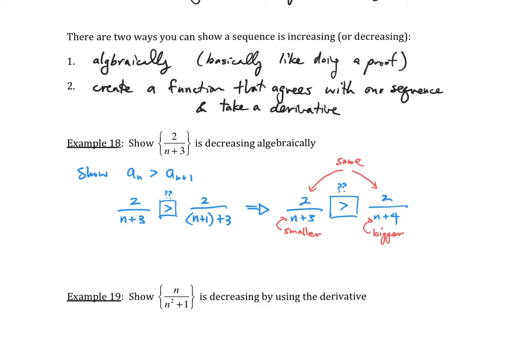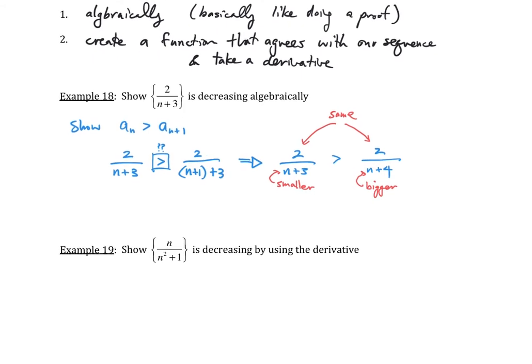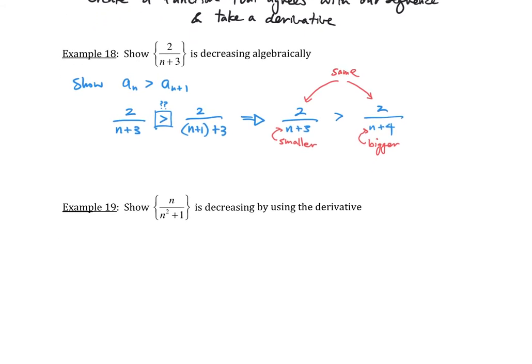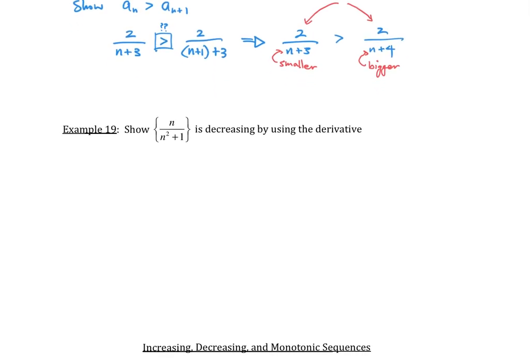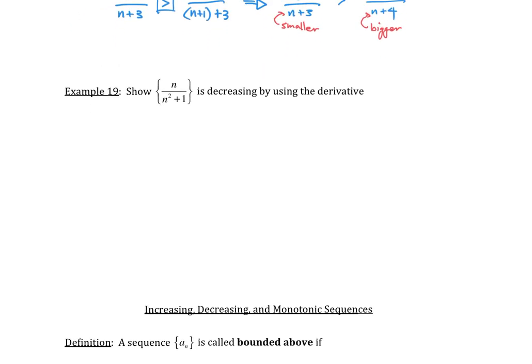All right. That's pretty much good enough for me. So I'm going to take my eraser and erase this question mark, and I'm just going to leave it like this. All right, let's take a look at showing that a function is decreasing by using the derivative. So let's take a look at example 19 together here.